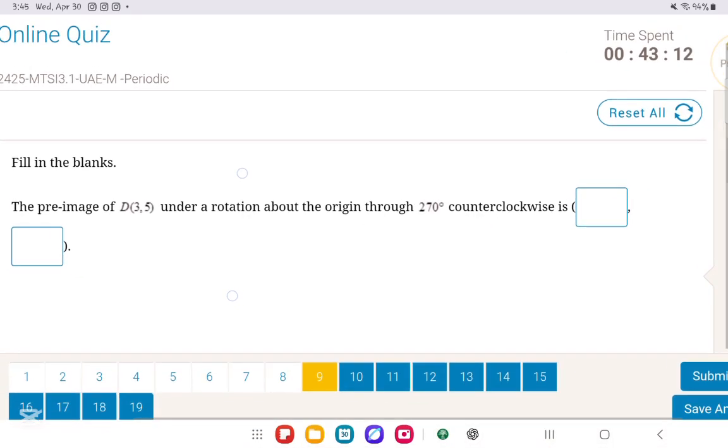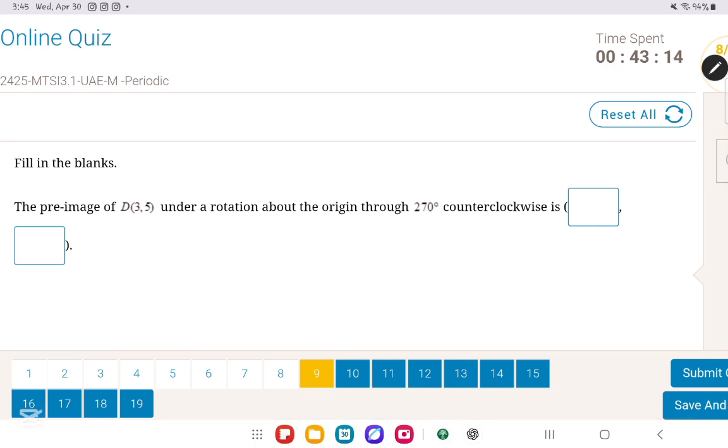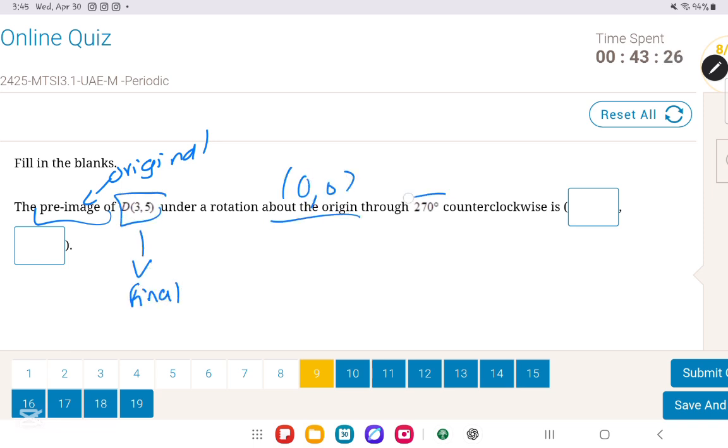It says the pre-image of this under a rotation of whatever. Okay, pre-image means what? The original image. Since they want the original image, they gave us what over here? They gave us the final image. A rotation about the origin, so 0, 0, 270 degrees counterclockwise. This is very, very important. Counterclockwise, when we're dealing with 270 degrees counterclockwise, it's different from 90 degrees clockwise.